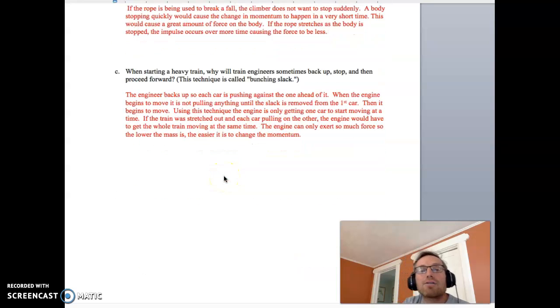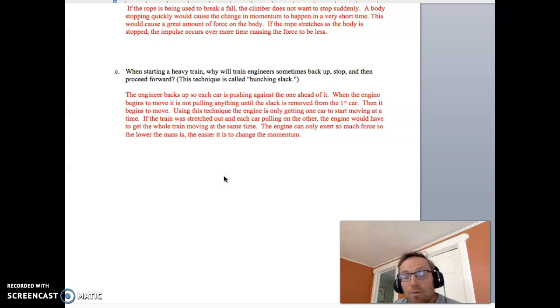Okay, part C asks you about an interesting phenomenon about trains. And so if you have trains connected together, you have a locomotive and then a bunch of trains behind it. If you have the connection between the train cars being taut, then the locomotive will have to pull the entire mass of all of the train cars. That would be hard to change the momentum of that much mass.